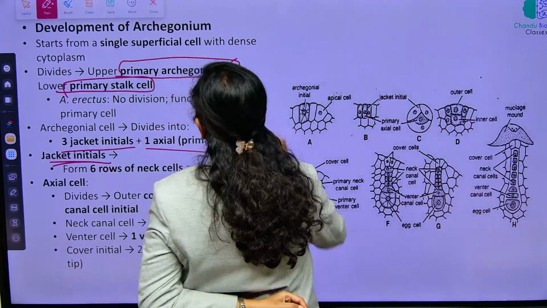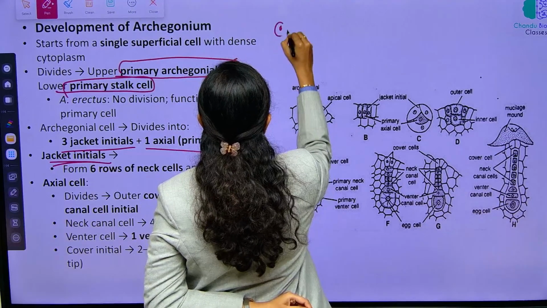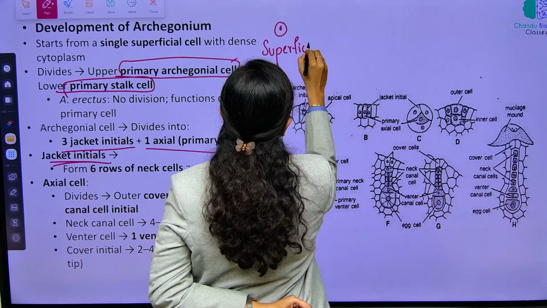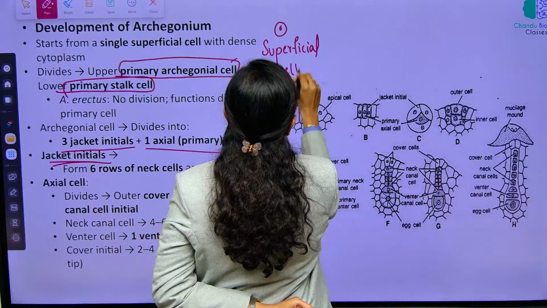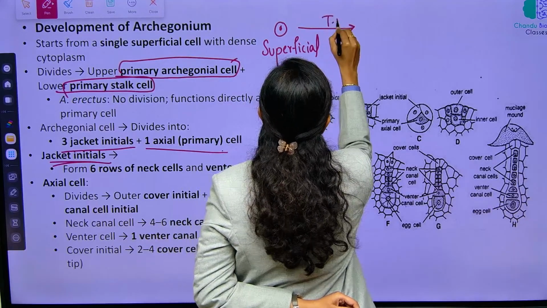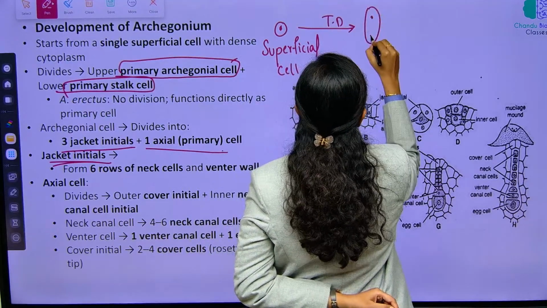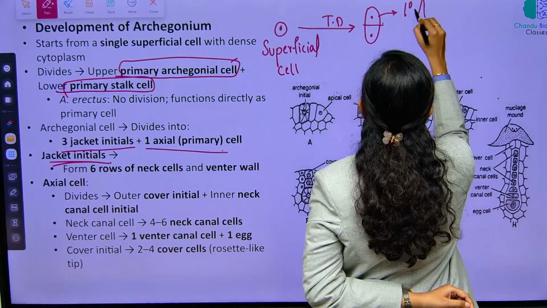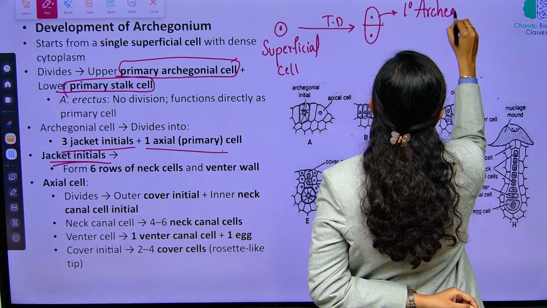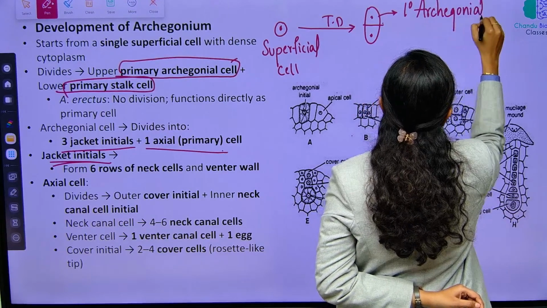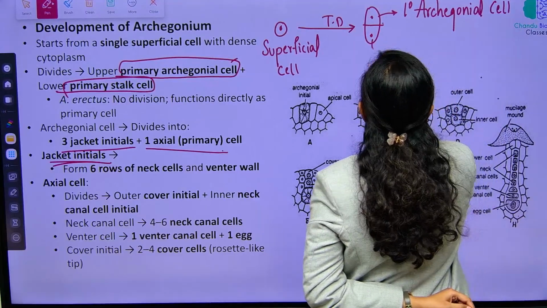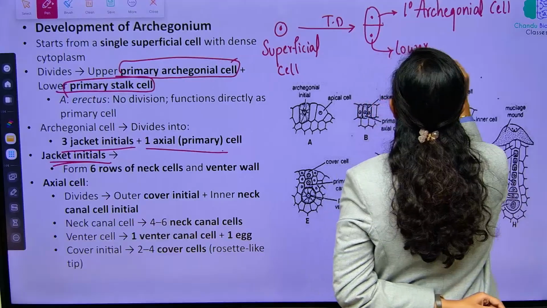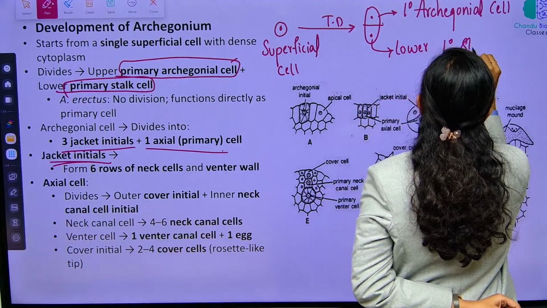First, one superficial cell undergoes transverse division, forming the outer cell, which is the primary archegonial cell, and the lower primary stalk cell.